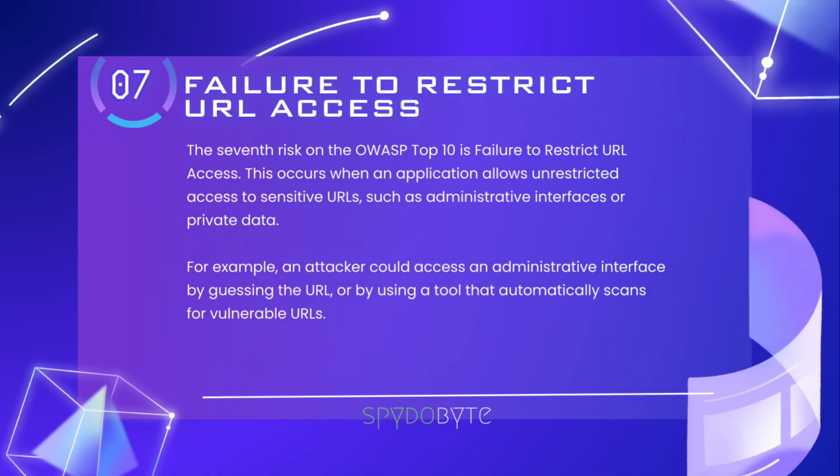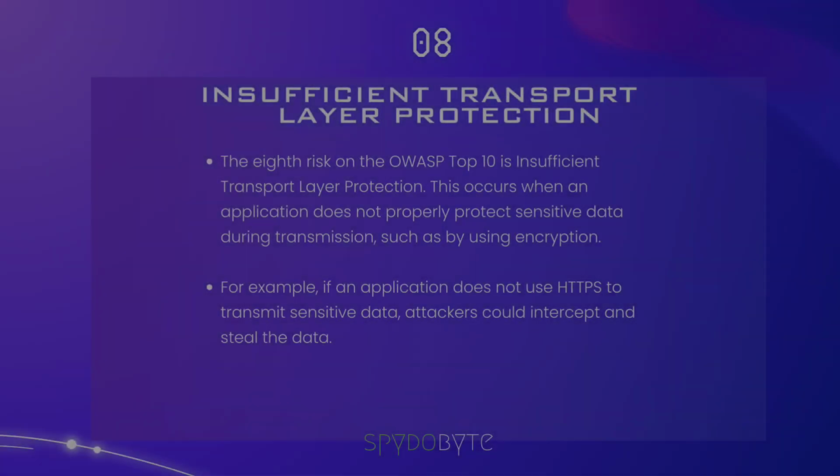7. Failure to restrict URL access. The seventh risk on the OWASP Top 10 is failure to restrict URL access. This occurs when an application allows unrestricted access to sensitive URLs, such as administrative interfaces or private data. For example, an attacker could access an administrative interface by guessing the URL, or by using a tool that automatically scans for vulnerable URLs.